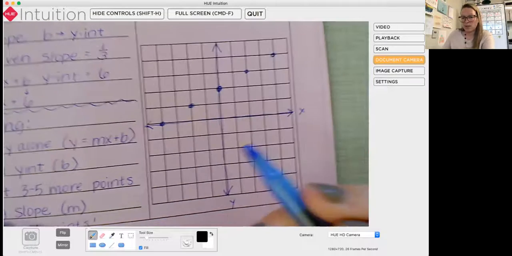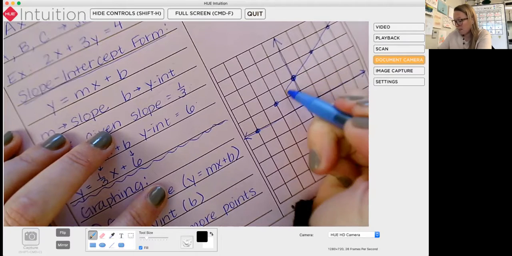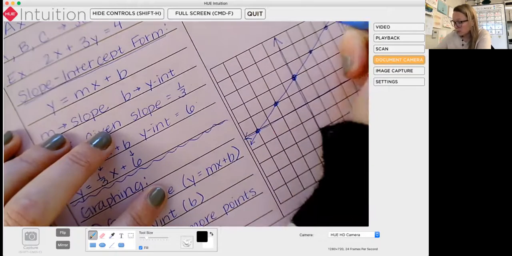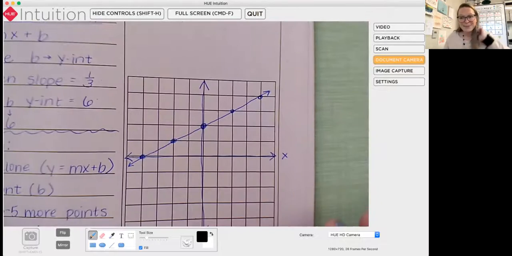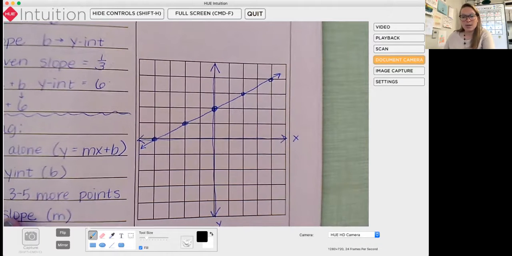Once you have all these plotted, you're going to go ahead and draw a nice straight line. Some of you may want to use a ruler. Not saying names. And then you have your line. So you're all set. So we're going to go ahead and start our second example.